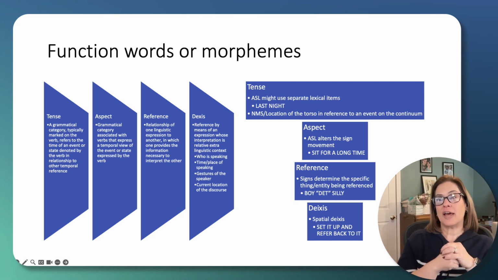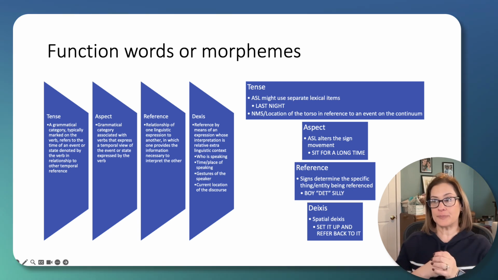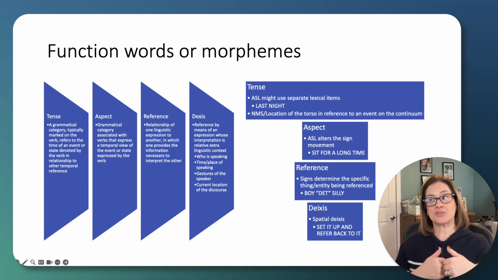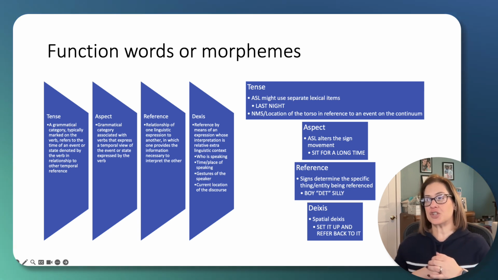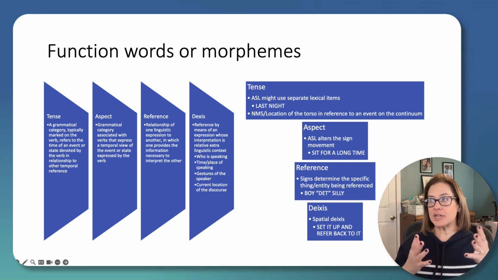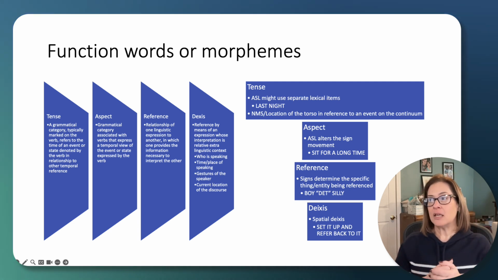Aspect is the grammatical category associated with verbs that express a temporal view of the event or state expressed by the verb. The reference is relationship of one linguistic expression to another in which one provides the information necessary to interpret the other. And deixis, reference by means of an expression whose interpretation is relative to extralinguistic context. Who is speaking, the time and place of speaking, gestures of the speaker, current location of the discourse.